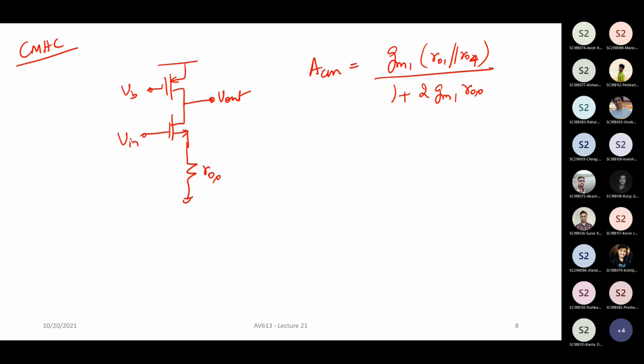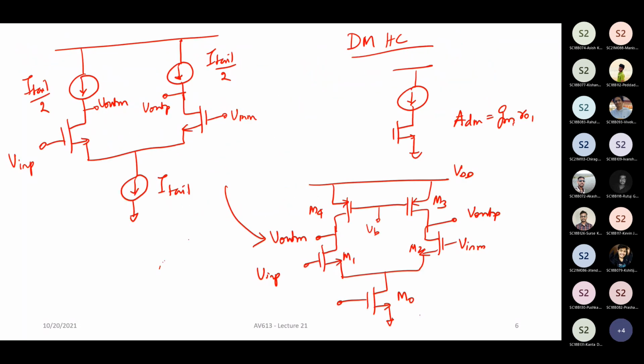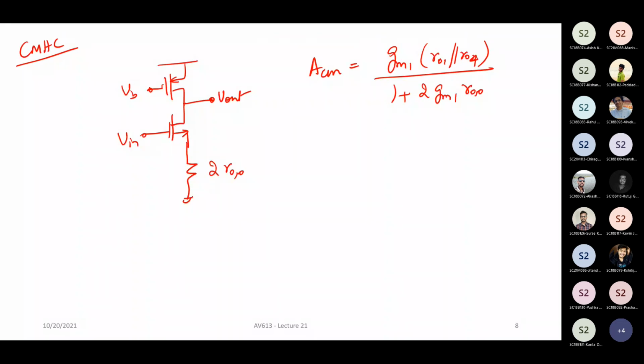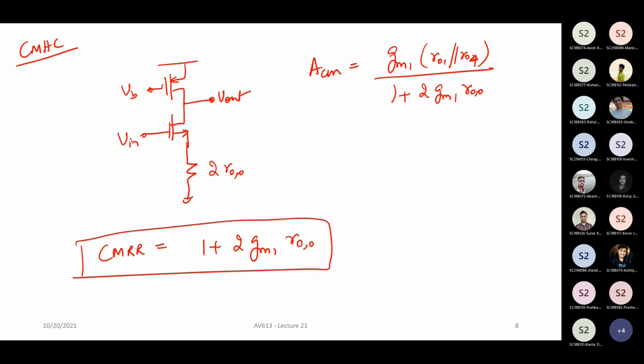Earlier we had 1 plus 2 times gm R tail. Sorry, this is going to be 2 times R00, because this transistor basically has R00, and when you form the common mode half circuit, it becomes twice the resistance, right? And this is what basically you will get, and therefore the CMRR is basically given by 1 plus 2 times gm1 times R00, right? This is your CMRR. All right. Now the other things we have already seen, and how it happens and so on.